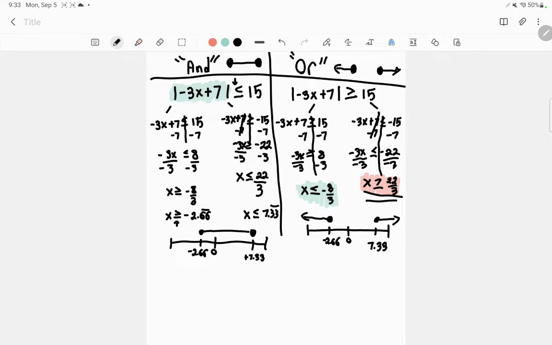And it took me longer than I expected. It always does. Because it's a lot of work. But that's both of them. That's an AND and OR problem. And I just showed you guys how to do both of them. And as you can see, you were able to do it exactly the same way that we've been doing every single absolute value equation. You don't have to do the other method that you saw in the other video, but they want you guys to try and do it that way.